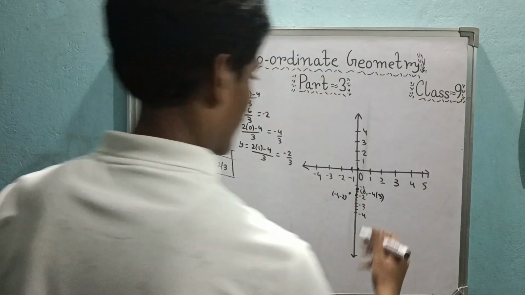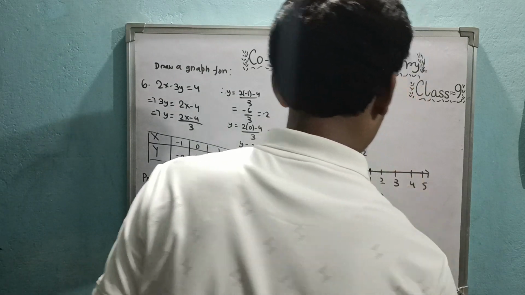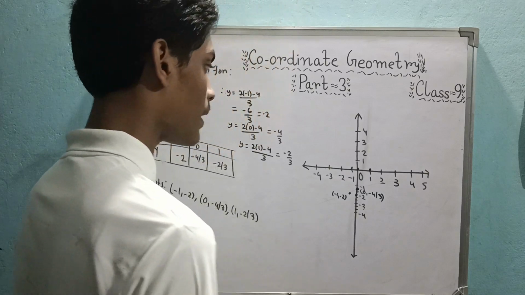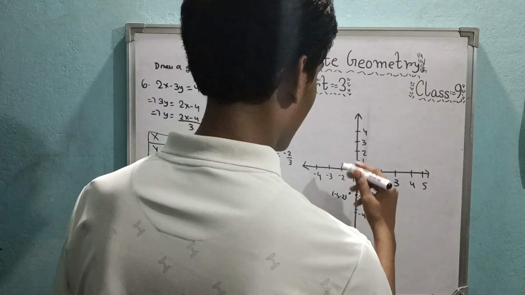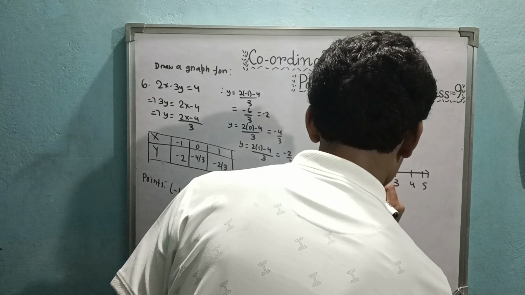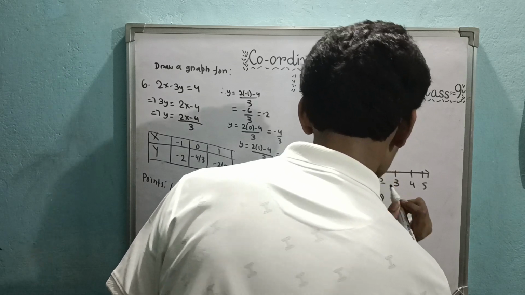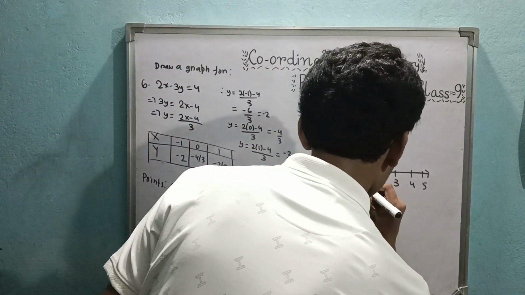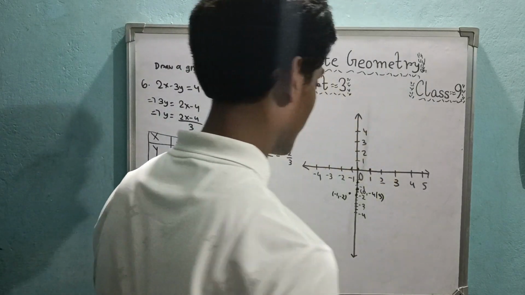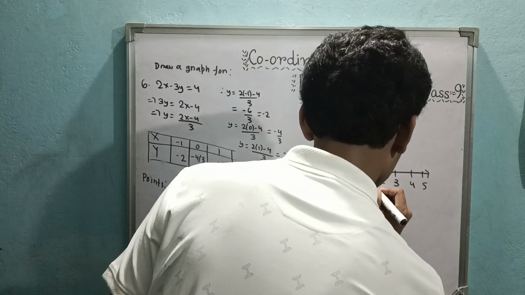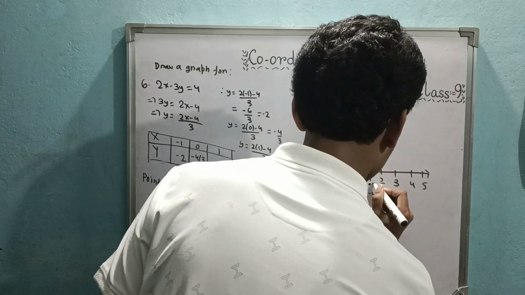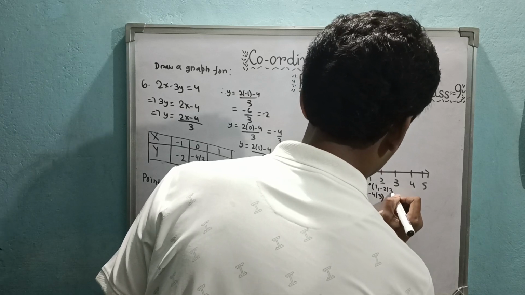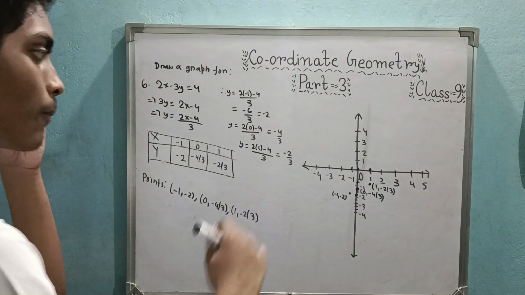So 1 unit on x-axis first of all. Then minus 2 by 3 means if it's starting from 0, you can take it as 0 by 3, then minus 1 by 3, here suppose minus 2 by 3. Then minus 1 is what? Minus 3 by 3. So this point here, this is minus 2 by 3. Now these 2 points are intersecting here. This is (1, -2 by 3). Get it? Now join the points.